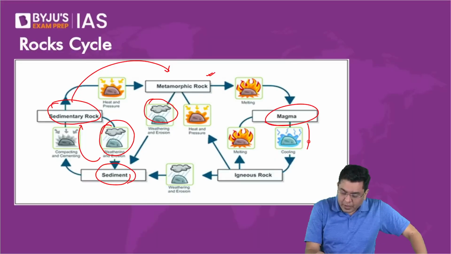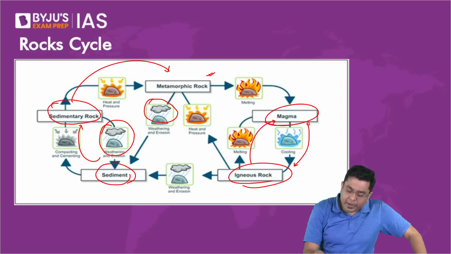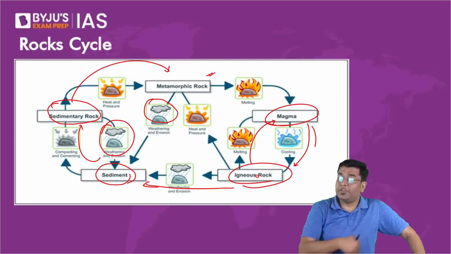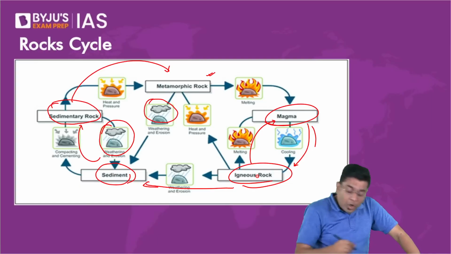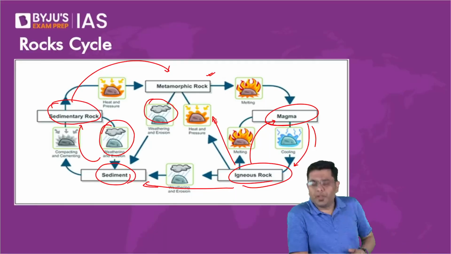That magma cooling will lead to formation of igneous rock. That igneous rock can again undergo the same process, or it can break into sediments, leading to formation of a sedimentary rock, or that igneous rock under high compression or heat can change into metamorphic rock. So what this tells you is that any rock type, when it is exposed to different conditions, can always change from one type to another. That is what the rock cycle is. Okay? Is it clear up till now?